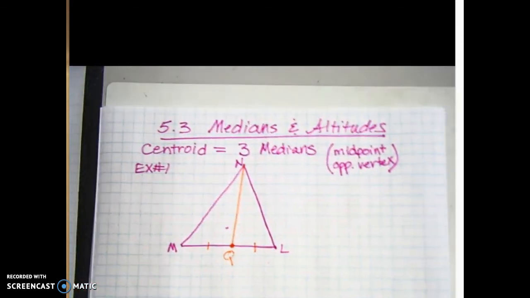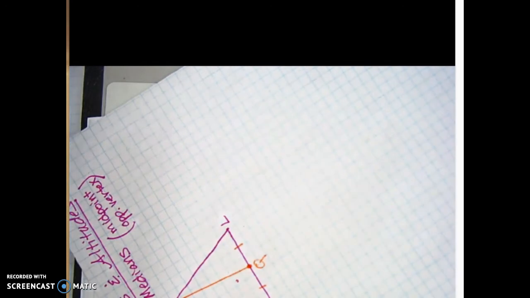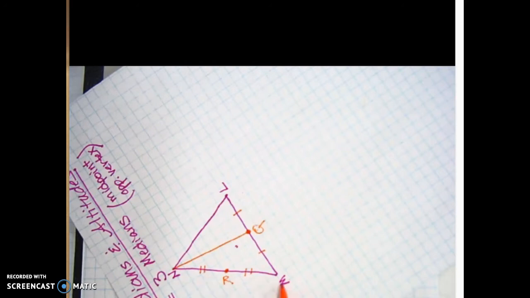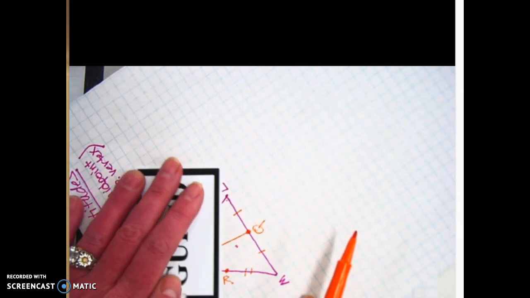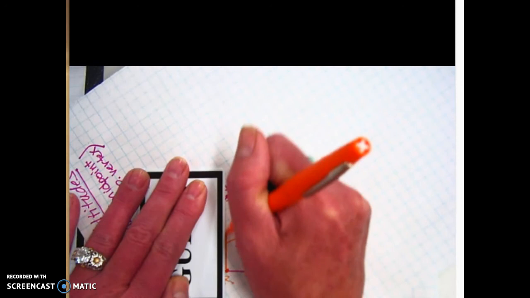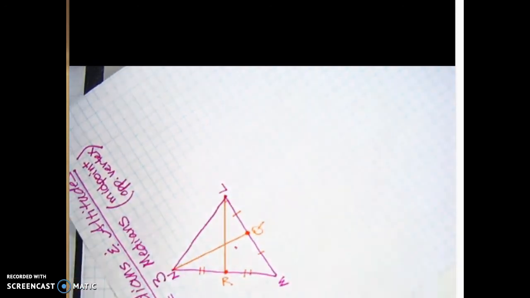We need 2 more. Take your paper and turn it so you have MN facing you. Get the midpoint about right there. We'll call it R. It divides the side into 2 congruent parts. From that midpoint, we go to the opposite vertex. What's the opposite vertex of MN? The one that's left over. That would be L. So scoot your ruler up to RL and draw in your second median.